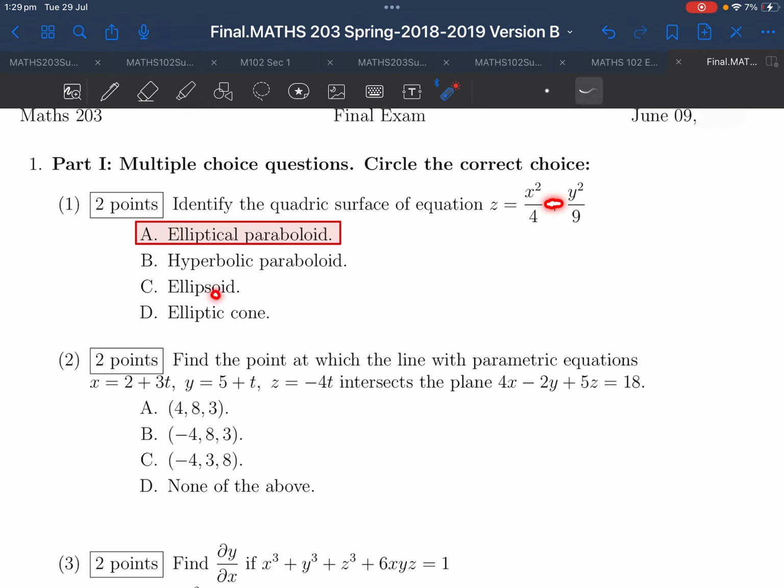Hyperboloid, this must have a minus between them. Ellipsoid must have all of them positive, all of them on one side. Elliptic cone, it means z must have a square.